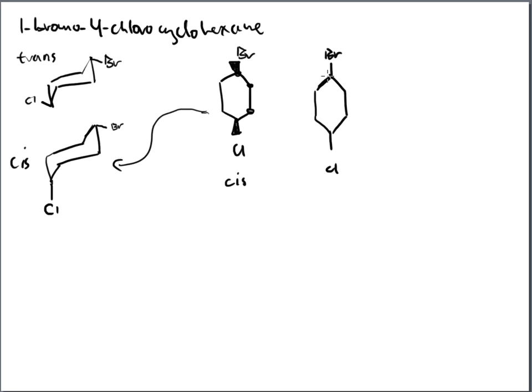All right, so how do we do the trans one? Do the same thing. Turn it to a wedge. Turn it to a wedge. This one, we'll fill in solid. This one, we'll fill in with a dash. They are pointed in opposite directions. Bromine is pointed toward me. Chlorine is pointed away from me. Because they're pointed in opposite directions, one pointed up, one pointed down, this is the trans form of 1,4 or 1-bromo-4-chlorocyclohexane. Wasn't that so much simpler?